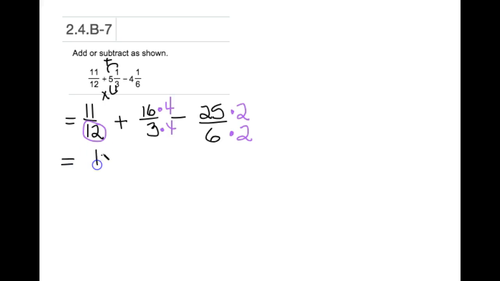So the 11/12ths, again, that's not changing. And then the 16 times 4 would be 64. 3 times 4 is 12. And then 25 times 2 is 50. 6 times 2 is the 12 that we were going for.